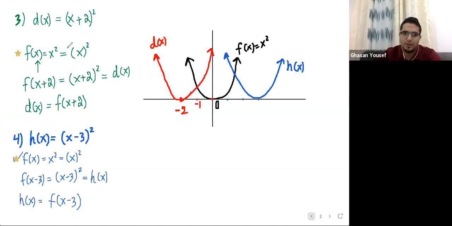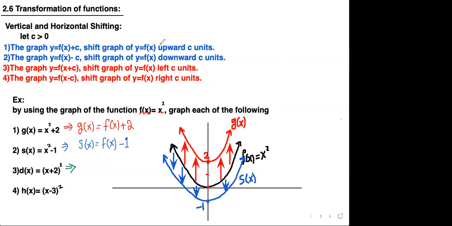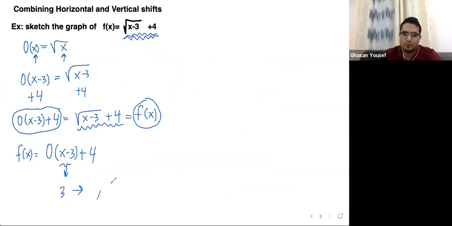Go back to the rule. Outside the parentheses, plus 4. Then move up 4 units. Yes, after we move 3 units to the right, we have to move 4 units up, like this. Exactly, up 4 units. So this means we have to move the original function, this one, 3 units to the right. Then you have to move it 4 units up. So to graph these things, here is the graph.